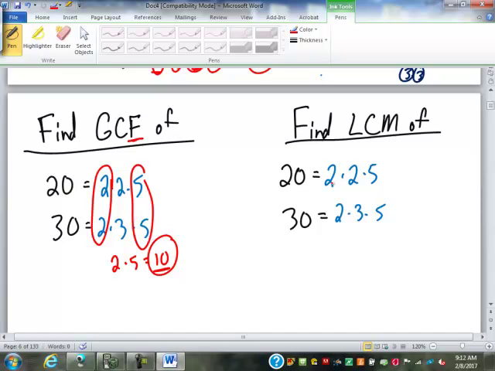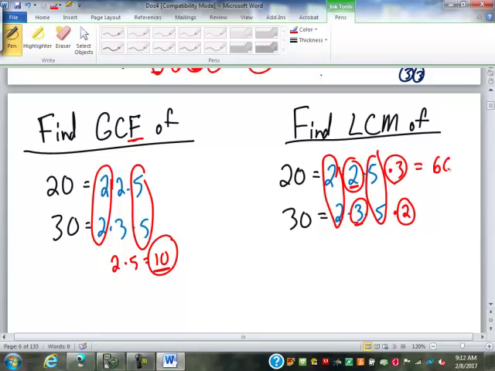Now for least common multiple, I still look for the ones that are in common. But I don't stop there. I look at what's left over. The top one has a 2 that the bottom one does not have. So I give the bottom one a 2. The bottom one has a 3 that the top one doesn't have. So I give the top one a 3. Now everything's in common. That's 60. 60 is the least common multiple. It is the smallest number that both 20 and 30 will go into. Where the factor goes into 20 and 30, for a multiple, 20 and 30 go into it. So the multiple has to be larger than both of them. The factor has to be smaller than both of them.